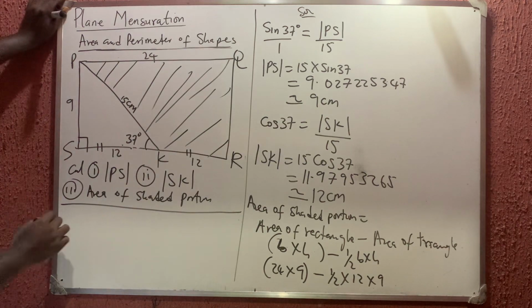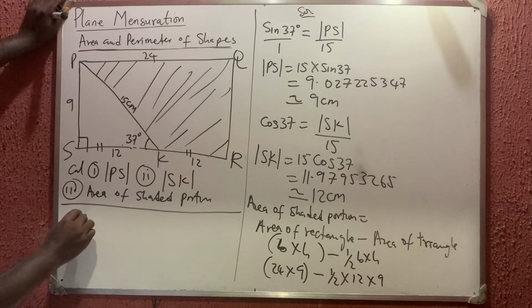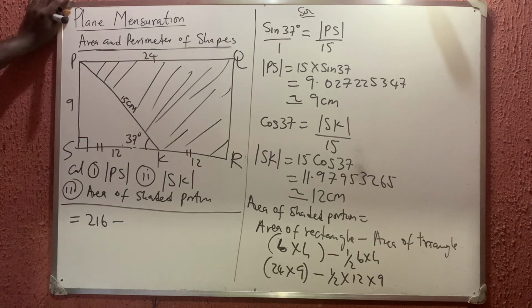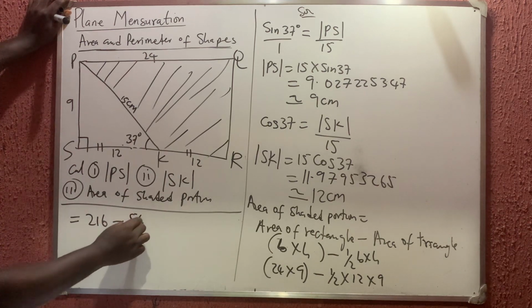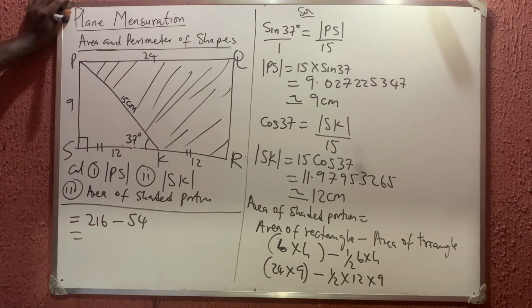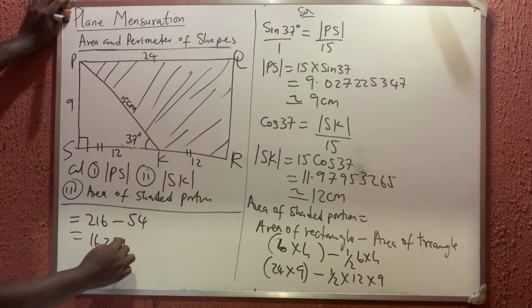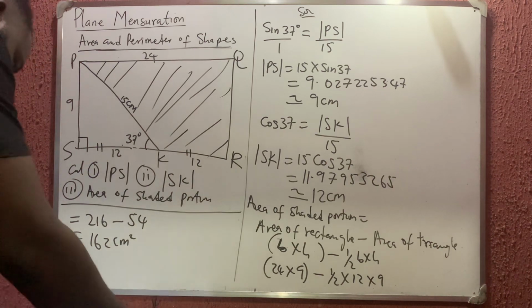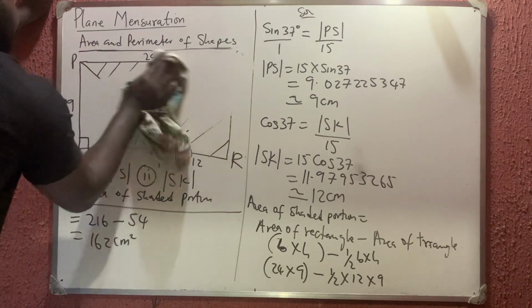So finishing it up here, area of the shaded portion is now 24 times 9. 24 times 9 is 216 minus half of this is 6. So 6 times 9. 6 times 9 is 54. So if you subtract, you're going to have 216 minus 54. So I have 162 cm square. So that is the area of this shaded portion, and it is very, very simple. Okay, so the next question, let's move to the next question.